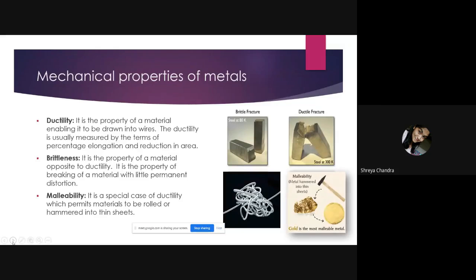Now coming to malleability, it is the property of metals which allows them to be rolled and hammered into thin sheets. We use some very malleable material in our day to day life, that is aluminum foil. Everyone uses it.